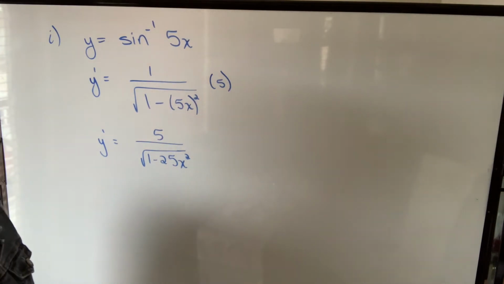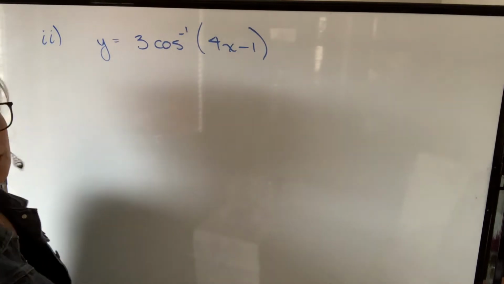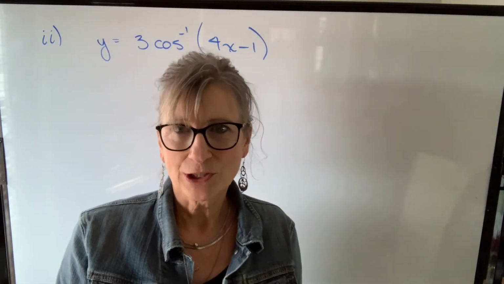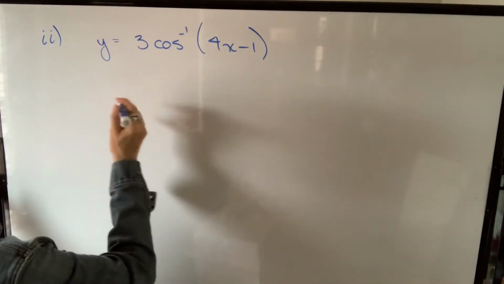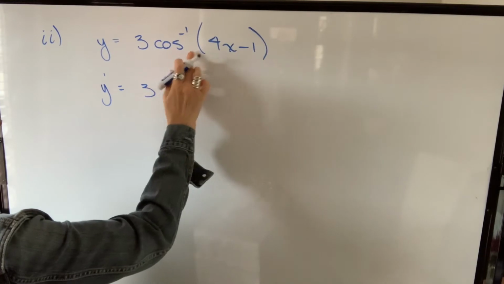Let's take a look at some more. So again, we're going to plug into our formula. It's probably a good idea to have these two formulas in front of you so that you can follow along easier. But we're going to start off by keeping that constant. Then it's an inverse cos function.